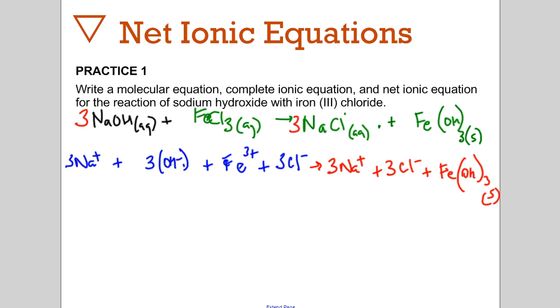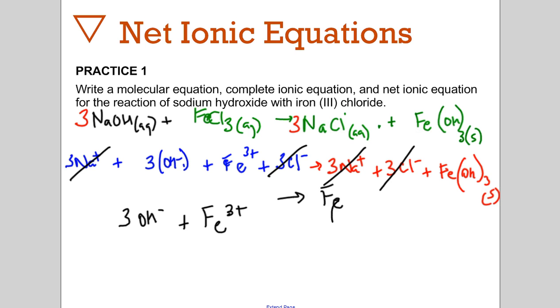So now what I'm going to do is I'm going to take my black pen and I'm going to go through and cross out everything that appears as a reactant and a product. Sodium ions, cancel, 3 of them. Chloride ions, 3 of them, canceled. So that leaves me with the simple net ionic equation: 3 hydroxide ions, 1 iron 3 ion. Oops, let's make that an arrow. And then our iron 3 hydroxide solid.